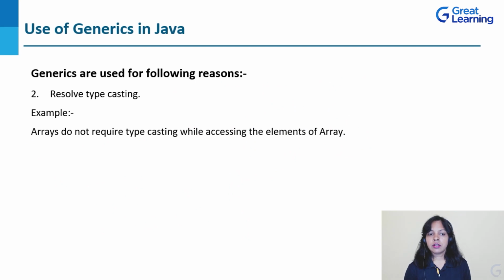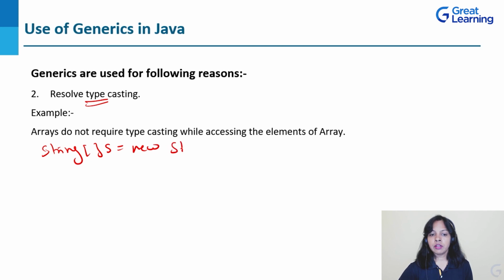The next reason is that it resolves typecasting. What is typecasting first of all? Arrays do not require typecasting while accessing the elements of the array. Typecasting means explicit type conversion, which is not required in arrays, but in collections it does. Let's see how. Suppose again I give an example of a string type array S equals new String, and the size is suppose 5.